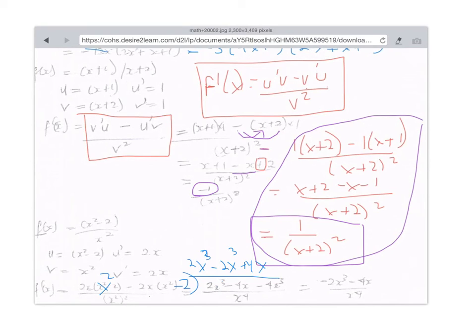Okay, let's look at the second page. I'm going to do the second page in a different video just because it makes it easier to keep the time shorter. So I'm going to send you this one, and then I'll attach a second video.